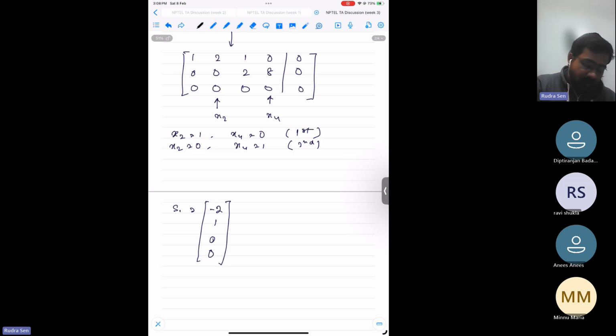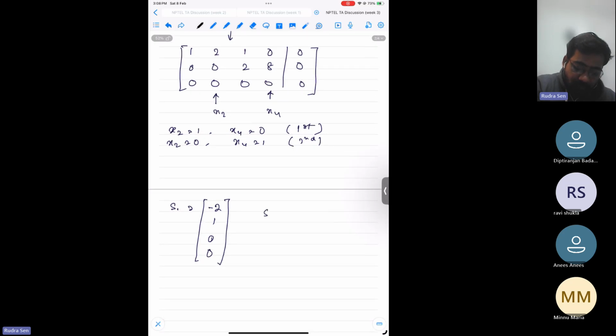So this is the first solution of the null space, and now the second solution. We have to choose x2 as 0 and x4 as 1. If x4 is 1, then x3 should be minus 4, and since x2 is 0, x3 is minus 4 and x1 is plus 4.